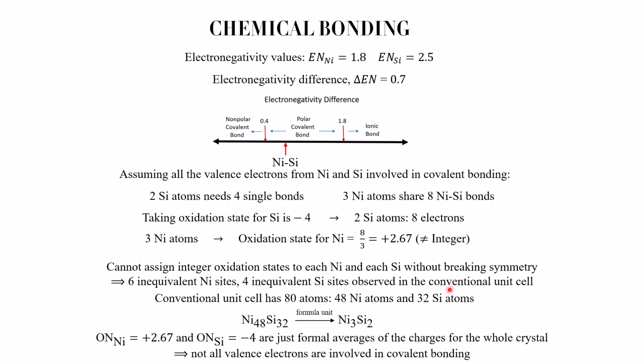So, Ni3Si2 is just the formula unit; the unit cell consists of 48 Ni atoms and 32 Si atoms, and the oxidation numbers are merely the average of charge distributed over the whole crystal. Therefore, we can infer that not all the valence electrons are involved in the formation of covalent bonds only.